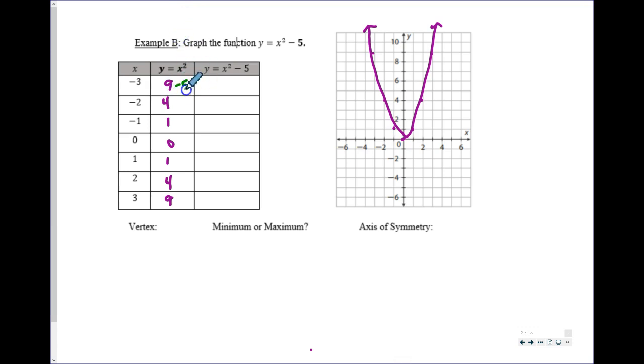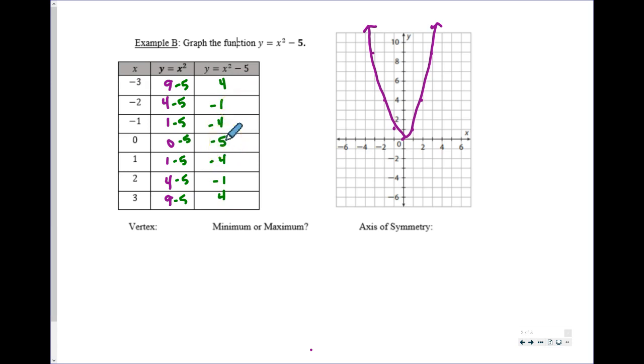Alright, 9 minus 5 to get 4. 4 minus 5 gives me negative 1. 1 minus 5 gives me negative 4. 0 minus 5 gives me negative 5. 1 minus 5 gives me negative 4. 4 minus 5 gives me negative 1. And 9 minus 5 gives me 4. Okay, so you can see I've still got the mirror effect with these new values, right? This negative 5, then it goes out.